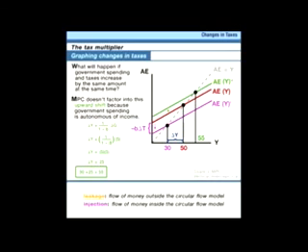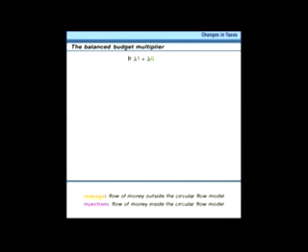And the result depends on a funny little algebraic relationship that's called the balanced budget multiplier. Let's take a look at it. If the change in taxes is equal to the change in government spending, then the change in income that you get is going to be equal to the tax multiplier times the change in taxes plus the government spending multiplier times the change in government spending.